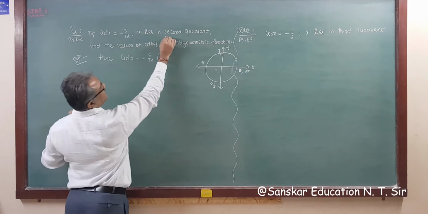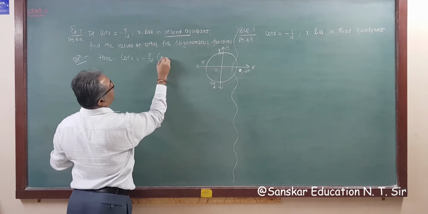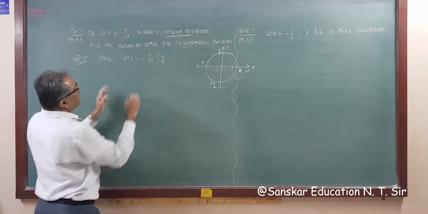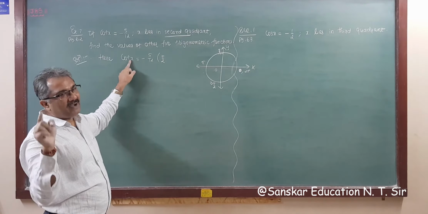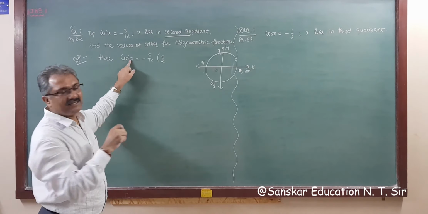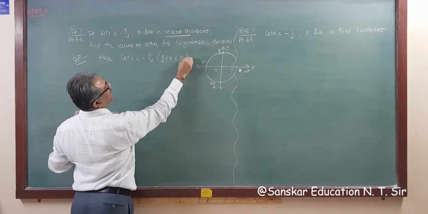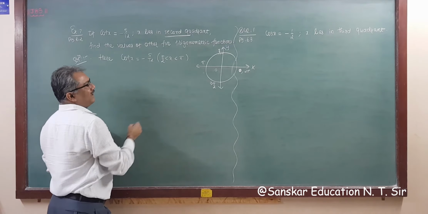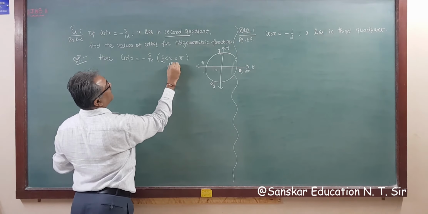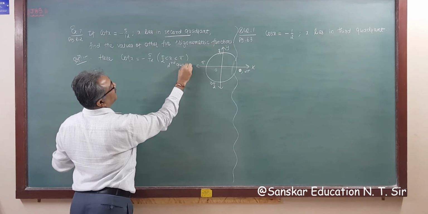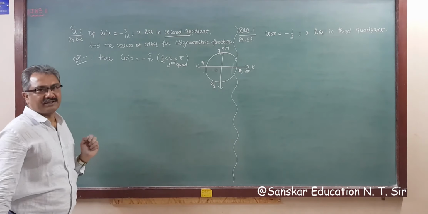So x lies in the second quadrant means pi by 2 to pi. If it is given theta, then you have to write pi by 2 less than theta. x is here, so I am writing x. So pi by 2 less than x less than pi. This is the second quadrant, right? For your reference, I am writing this is the second quadrant, otherwise no need to write.